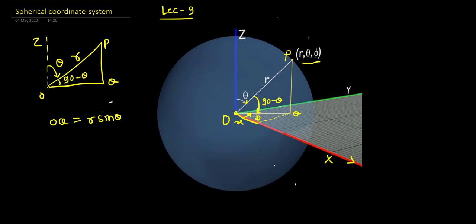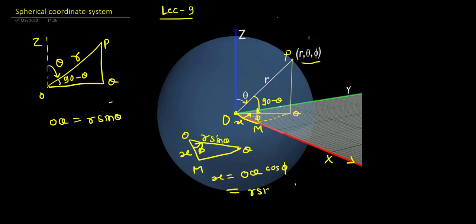Now just consider this triangle, let's say this is point M. So just consider this triangle OQM. So this is our angle phi. Yes, this is our distance x, OM, and OQ we got as r sin theta. So what would be the distance x? X would be OQ cos phi, and it is simply r sin theta cos phi. Yes, so x we got as r sin theta cos phi.